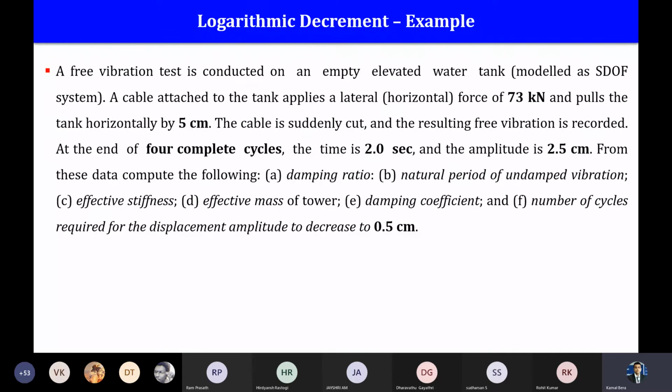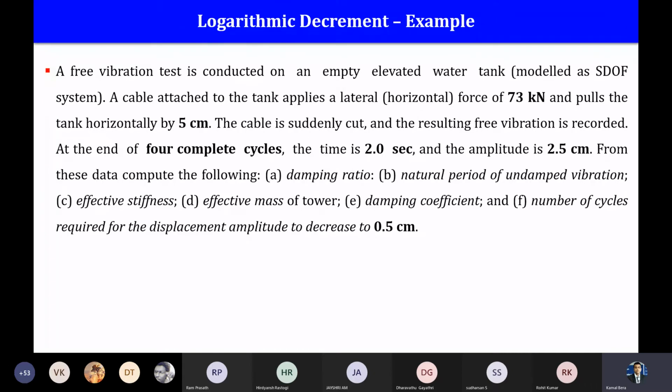This is static displacement, and that will be like the initial condition displacement. The cable is suddenly cut and the resulting vibration is recorded. And then it says that after 4 cycles, that is J is 4, the time is 2 seconds and the amplitude is 2.5 centimeter.